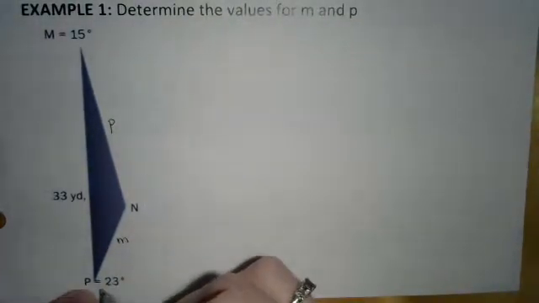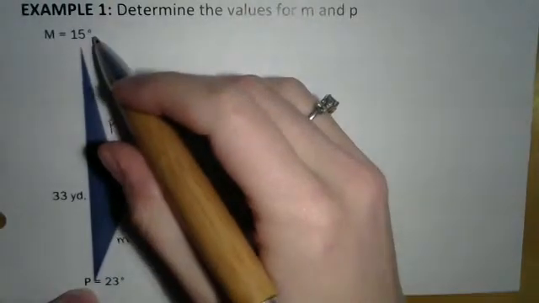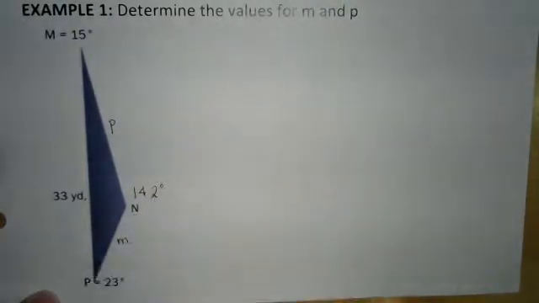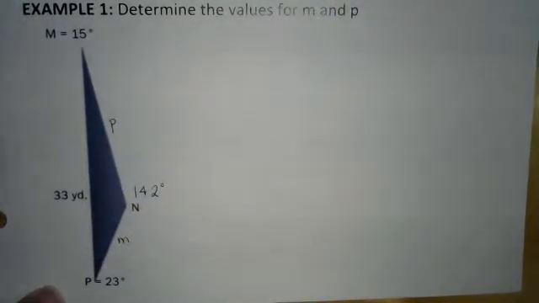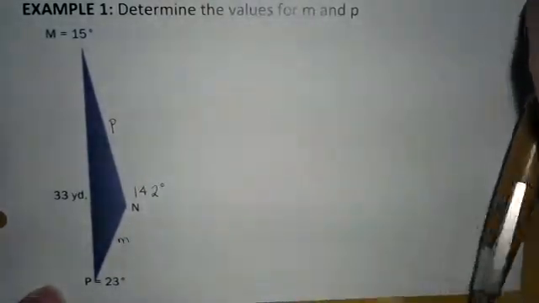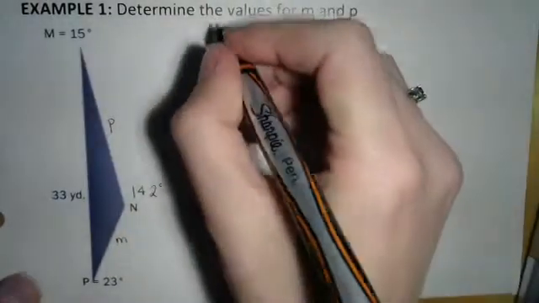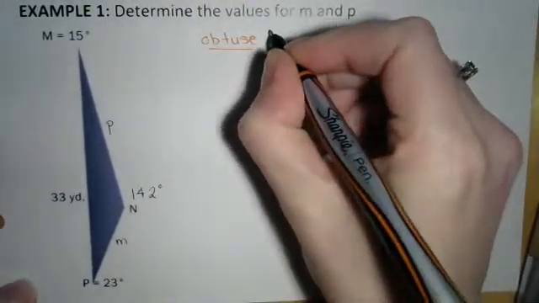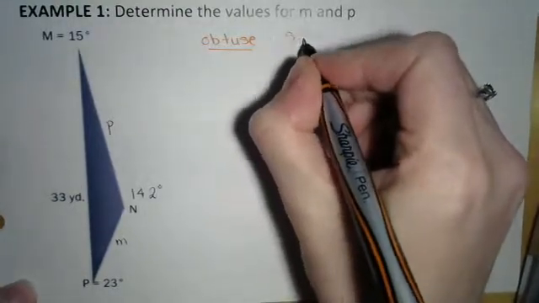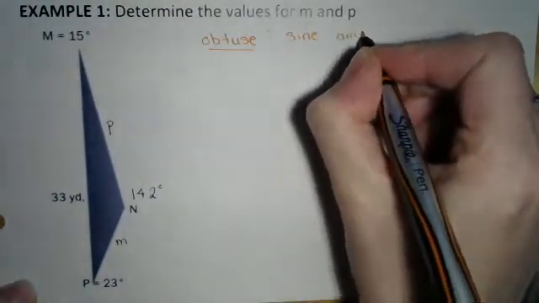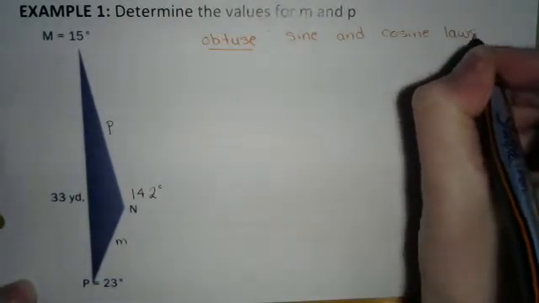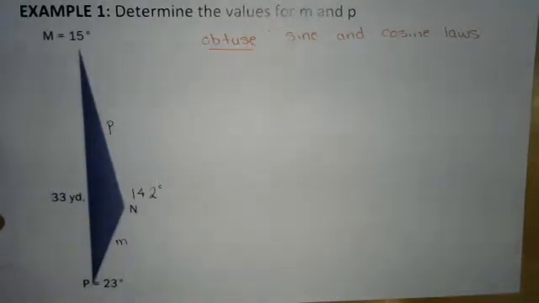Mainly because this one's 23 degrees, this one's 15 degrees, so we know that this one has to be 142 degrees. Okay. So if this triangle is obtuse, that means we're going to have to use sine and cosine laws. We're not going to be able to use Pythagorean theorem. We're not going to be able to use our primary trig ratios.